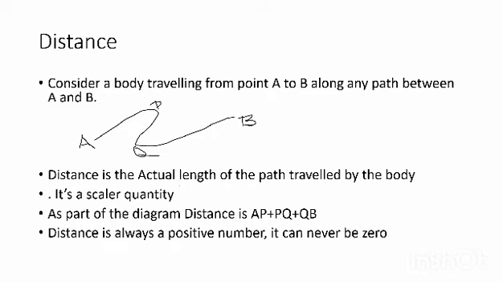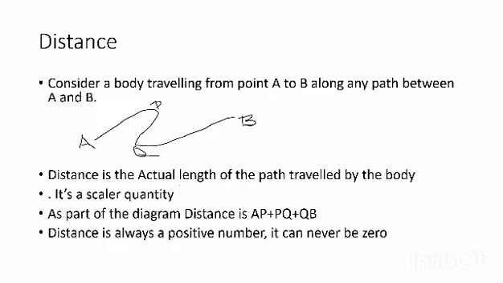For example, here in this example, a body starts from the point A and, crossing over P and Q, it reaches the point B. So its total length is AP plus PQ plus QB, which is mentioned over here. As part of this diagram, the body travels from A to P, from P to Q, and then from Q to B. So the total distance that the body travels over here is AP plus PQ plus QB.